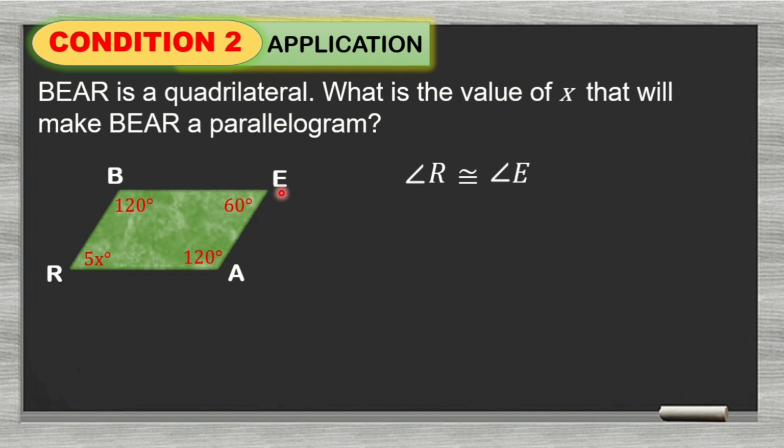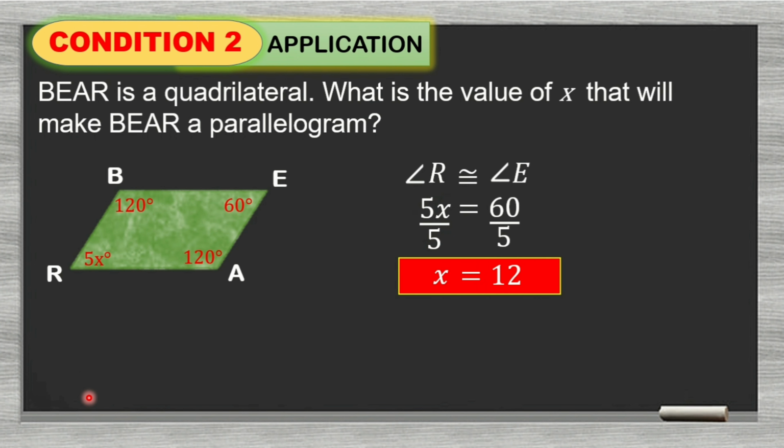Then, next dyan ay substitution. So, since ang given sa angle R ay 5x, kukopyahin lang natin yan, 5x. And then, yung measure ng angle E equals to 60 degrees. To find the value of x, we will divide both sides of the equation by 5. So, 5 divided by 5 is equals to 1. So, ang natira na lang dyan ay x. Then, 60 divided by 5 is equals to 12. So, the value of x is equals to 12.